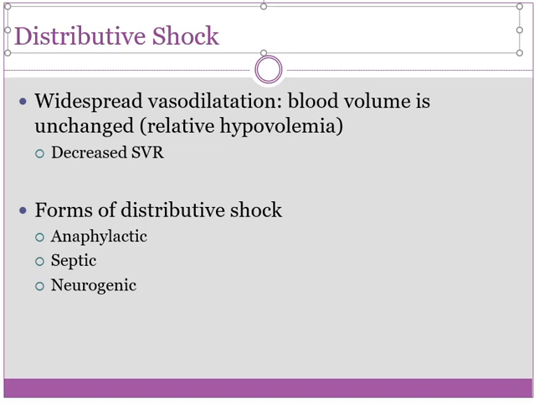Okay, so let's continue on with shocks and talk about our distributive shocks. The three types of distributive shocks are anaphylaxis, septic, and neurogenic. What happens in distributive shock is we have widespread vasodilation, so your peripheral vasculature dilates. So I have a decreased SVR, but your blood volume is unchanged. That's called relative hypovolemia, and that's like your tank being half full.